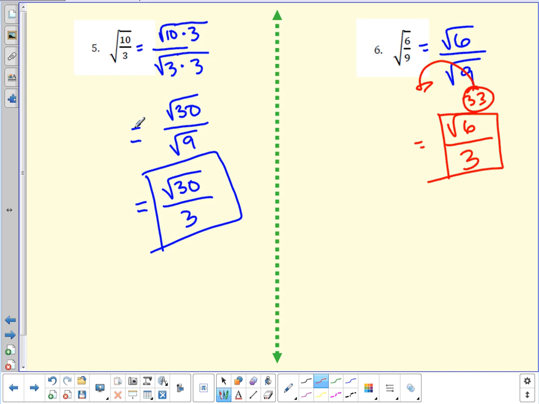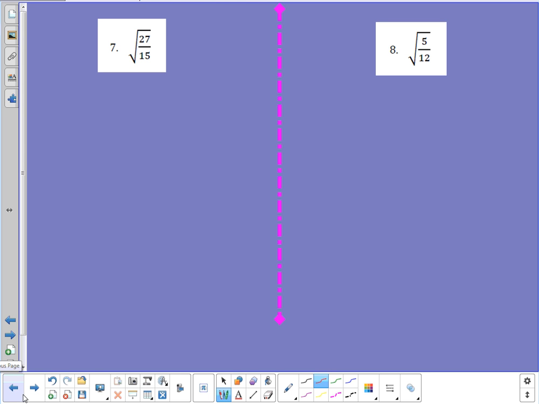Let's flip over to the back and try some other ones. Square root of 27 over 15. So I need to split them apart. Actually, let's reduce them. 27 over 15 is going to give me the square root of, I can take out a 3, so the square root of 9 over 5. Okay, so I have the square root of 9 divided by the square root of 5.